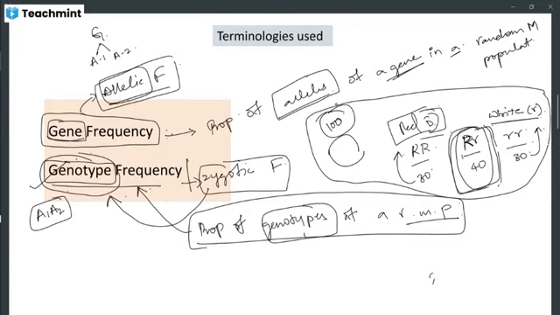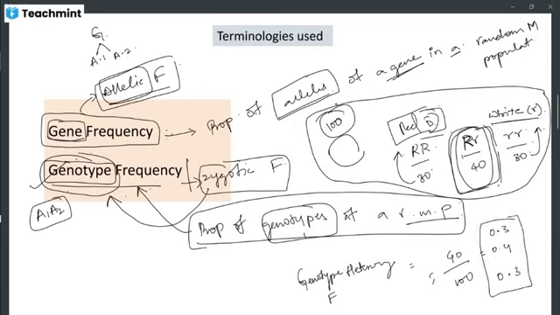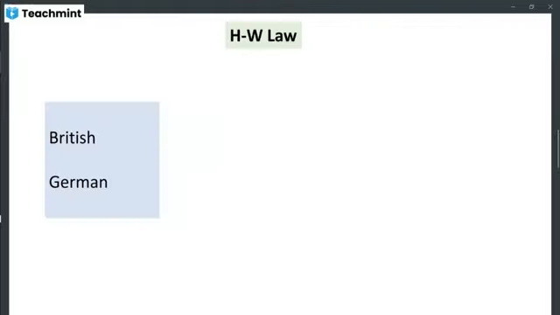So in the same example, what is the genotype frequency of heterozygous plants? Anyone? What is the genotypic frequency of heterozygous plants? 0.4. Okay, so that will be 0.4. In the same way, the red as well as your white will be 0.3 and 0.3, right? So these are two different terminologies that we need to know before entering into the Hardy-Weinberg law. So now coming to the Hardy-Weinberg law.